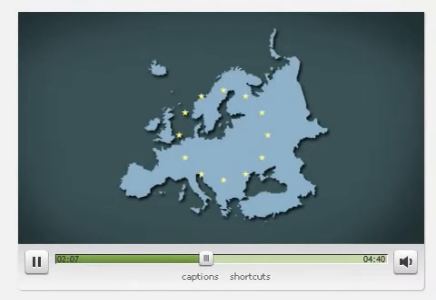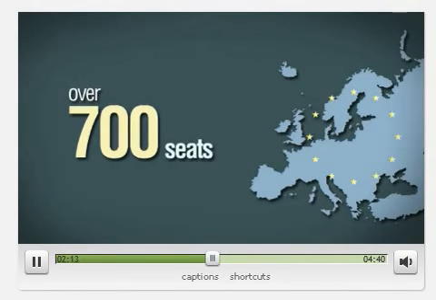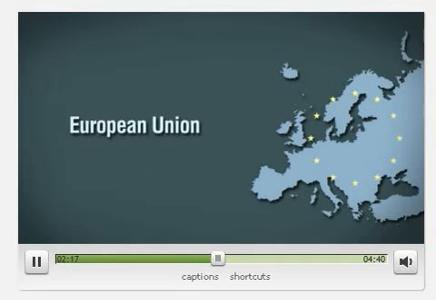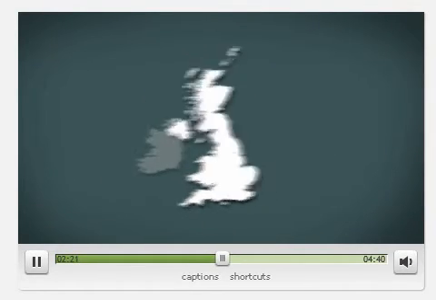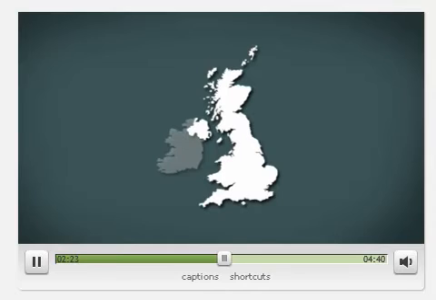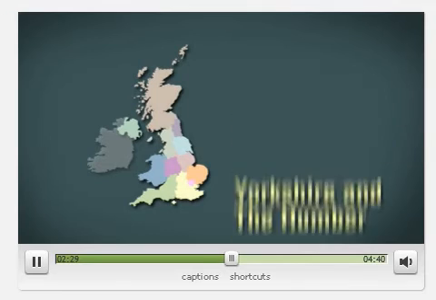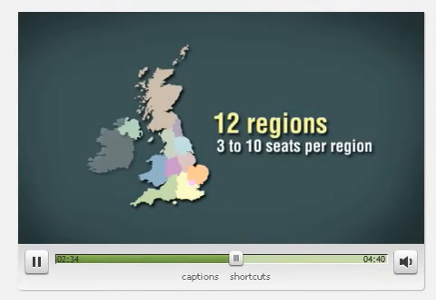When it comes to the European Parliament elections, things work a bit differently. There are over 700 seats in the European Parliament, divided up in varying amounts amongst the 27 countries that make up the European Union, with 72 seats available for UK candidates. Elections take place not in constituencies this time, but in larger electoral regions, for example the North West, Yorkshire and the Humber, and Wales. There are 12 voting regions in all, with between 3 and 10 seats on offer in each one.